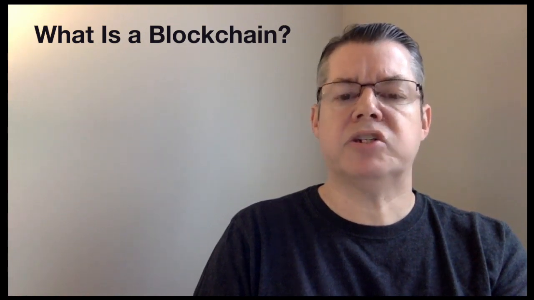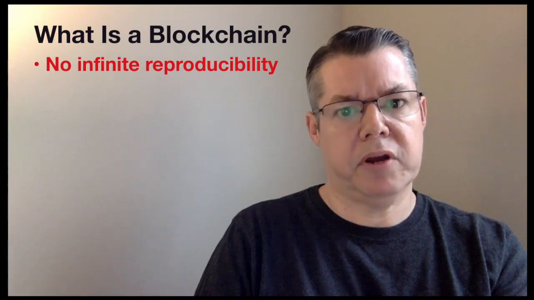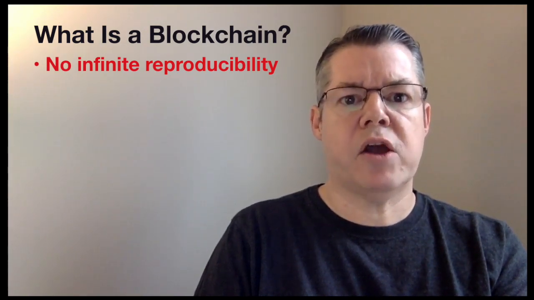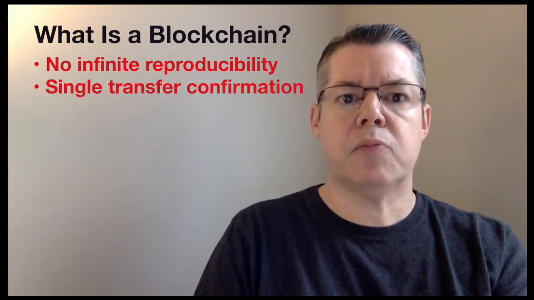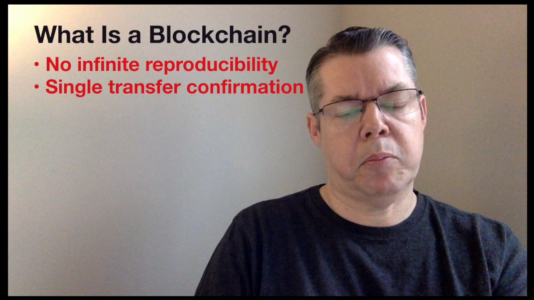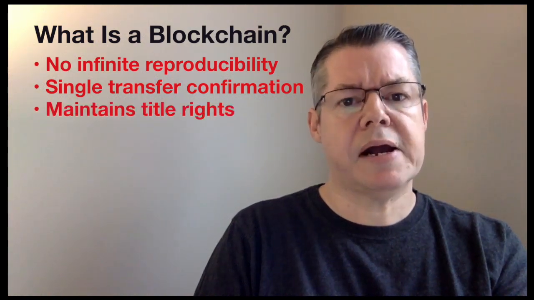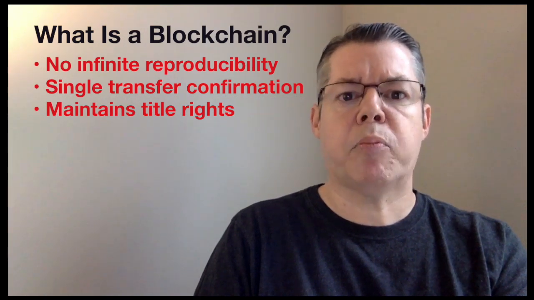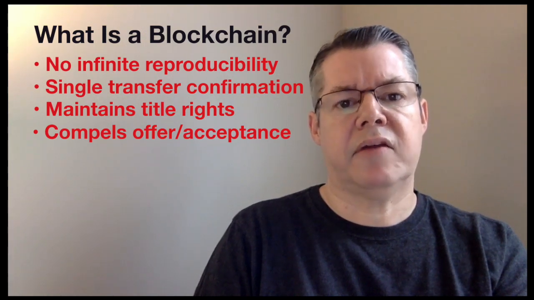The use of a blockchain removes the characteristic of infinite reproducibility from a digital asset. It confirms that each unit of value was transferred only once, solving the long-standing problem of double spending. A blockchain can also maintain title rights because, when properly set up to detail the exchange agreement, it provides a record that compels offer and acceptance.